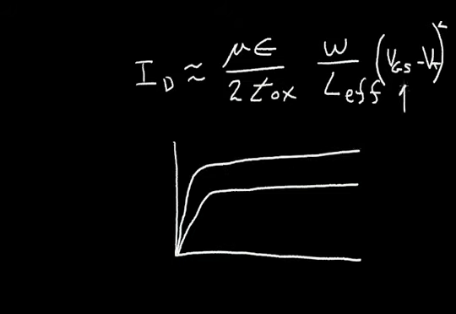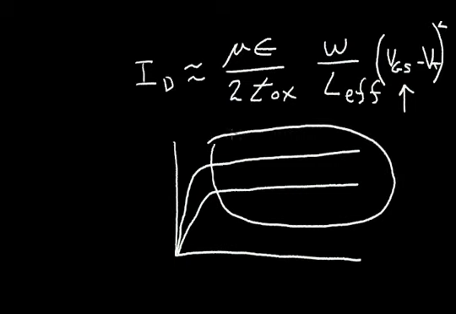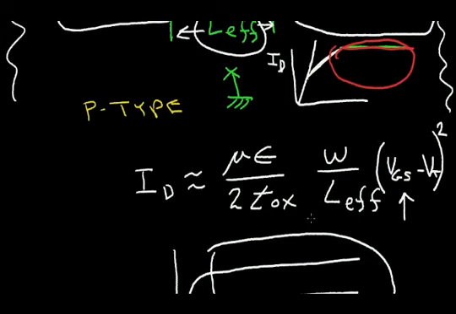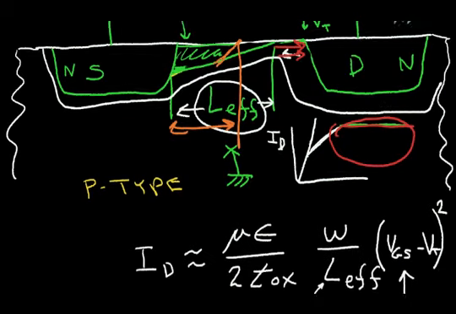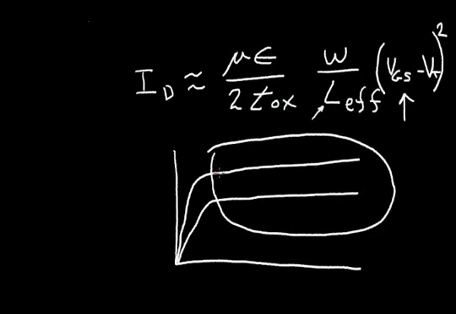So this term, or this equation, applies to this region where things are looking like a current source. And notice that as we increase the drain voltage, this L effective, this term here, gets a little smaller because this channel region moves over further to the left, and that decreases this effective channel length. And decreasing the effective channel length will tend to increase the slope a little bit.